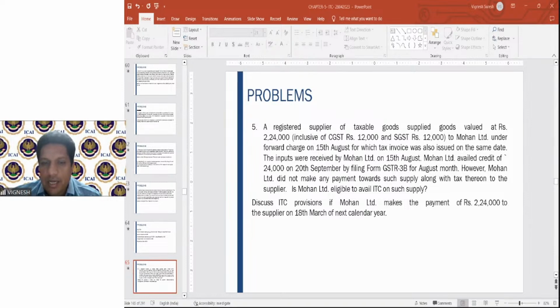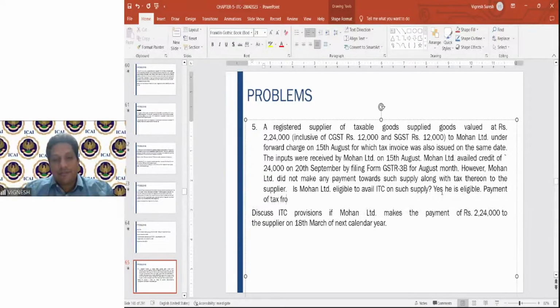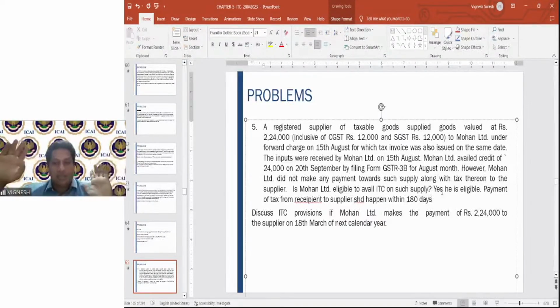So what is happening here? Here, he is eligible. Yes, he is eligible because payment of tax from recipient to supplier should happen within 180 days. So he is eligible to avail the ITC. Presently he has not paid, but still he has the time, so he can definitely claim the ITC.